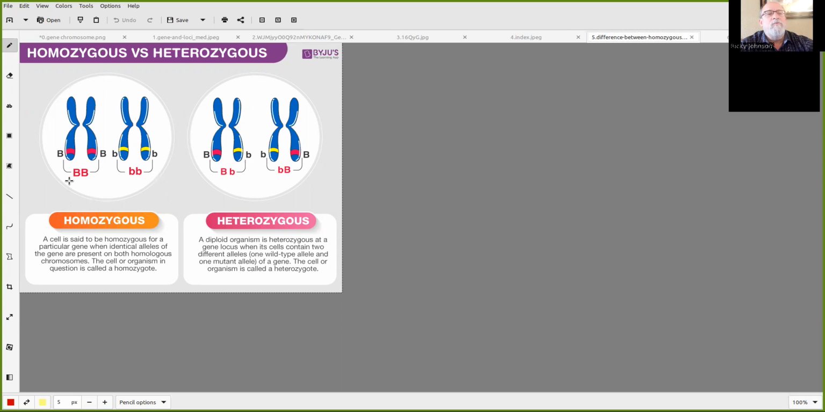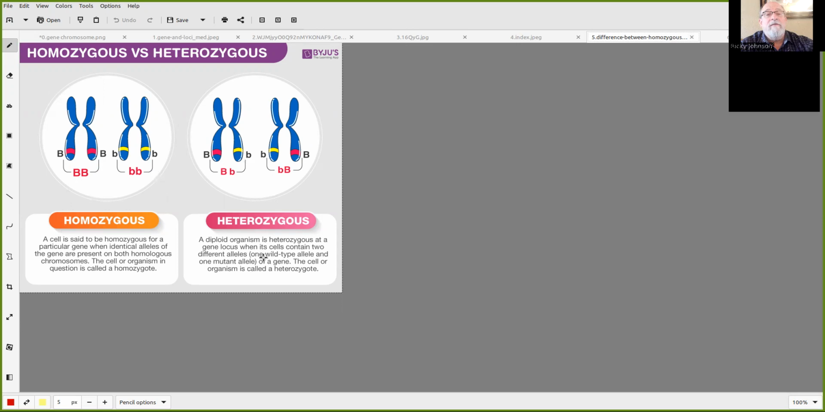But if you have two of the same letter on your two chromosomes, you're homozygous. If the two letters are different, it doesn't matter the order, you are heterozygous. They're just going back over this.